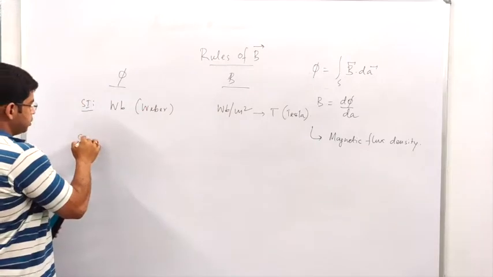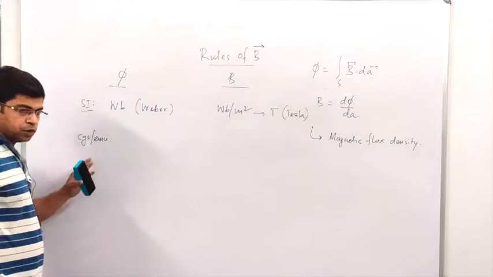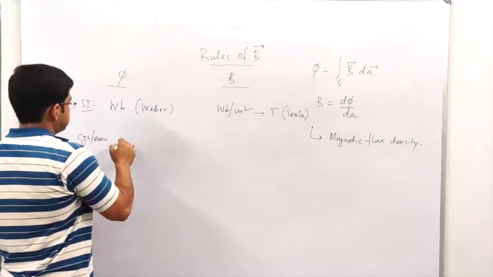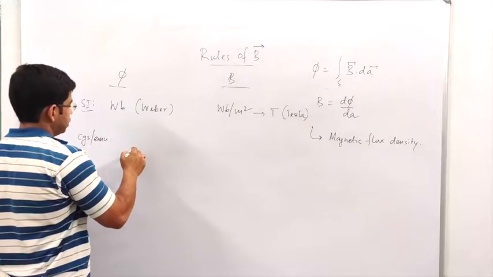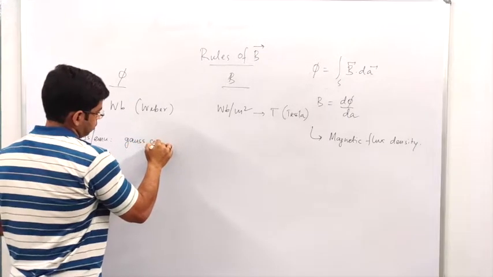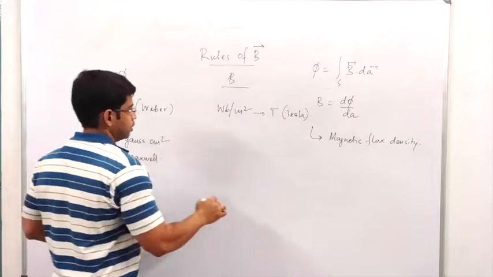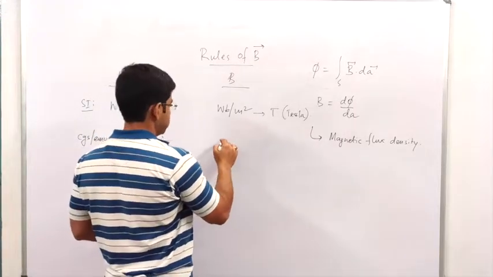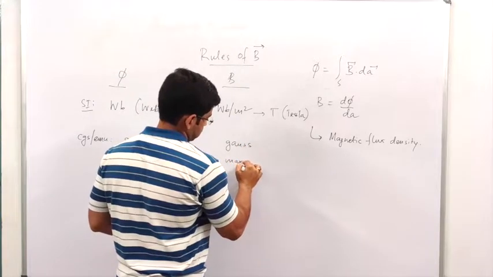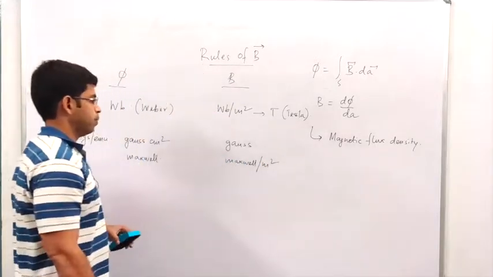In CGS or EMU system, EMU is called electromagnetic unit, basically a CGS system. In this system, the unit of magnetic flux is Gauss centimeter square, which is also called Maxwell, and the unit of field B is simply Gauss or Maxwell per meter square.